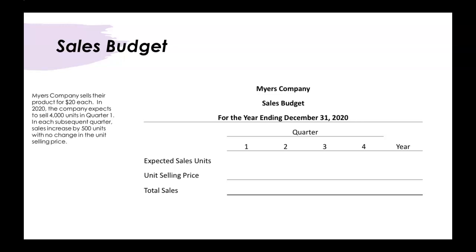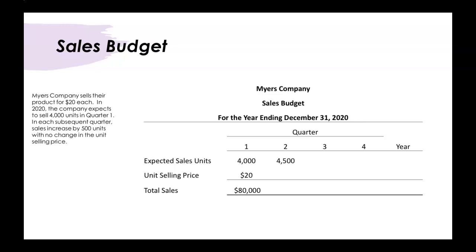So our expected unit sales in quarter one, that's our 4,000 units that they told us. Our unit selling price is $20. So if we sell 4,000 units for $20 each, that's $80,000 in total sales for the first quarter. Now quarter two, well, we're told that in each subsequent quarter, sales increase by 500 units.